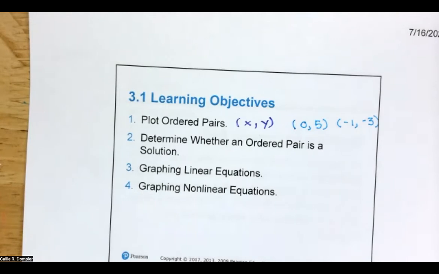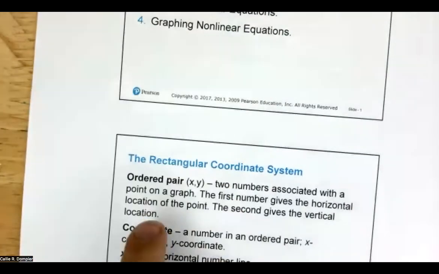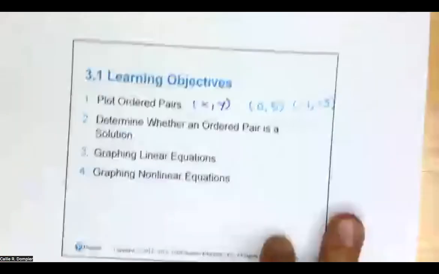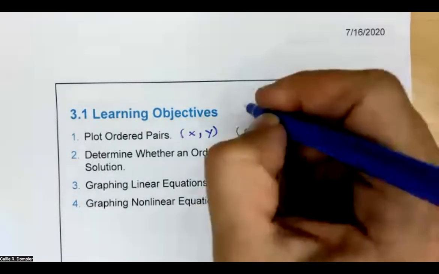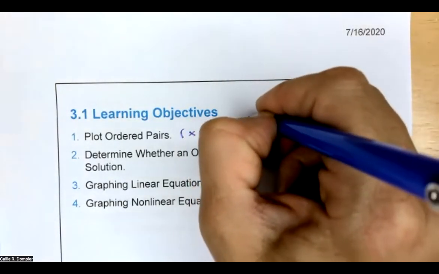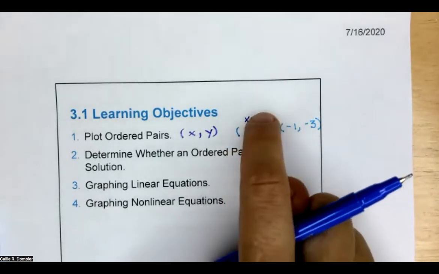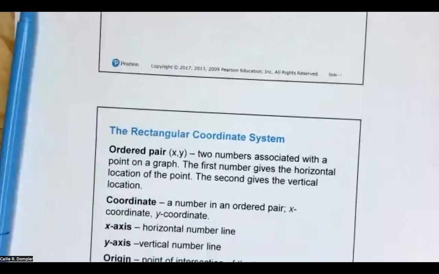So, and then we will determine whether an ordered pair is a solution, graph equations, and that will be all, okay? So the rectangular coordinate system, an ordered pair, x comma y. So when you do see numbers, you can always right above those numbers, put an x first and then a y. My x for this point is 0, my y for this point is 5. That will make more sense later.